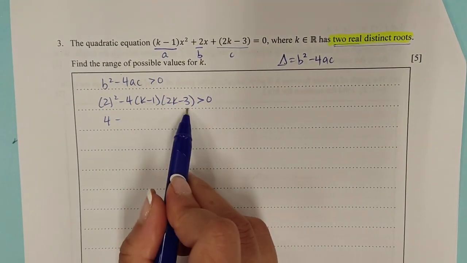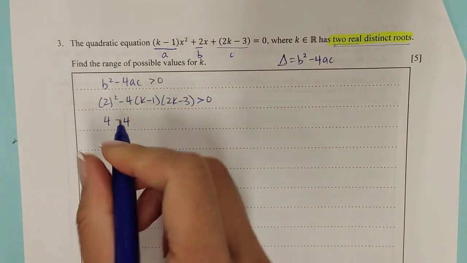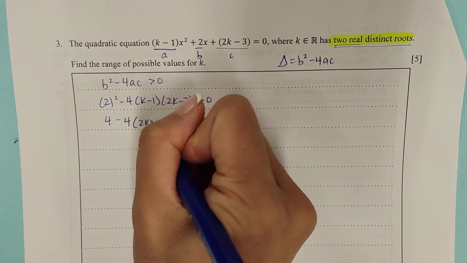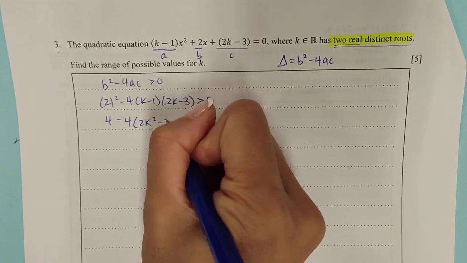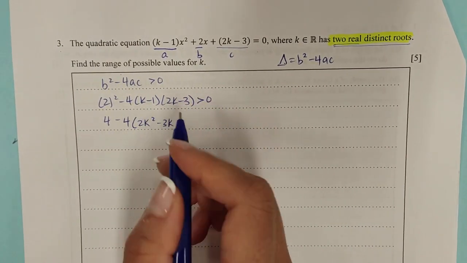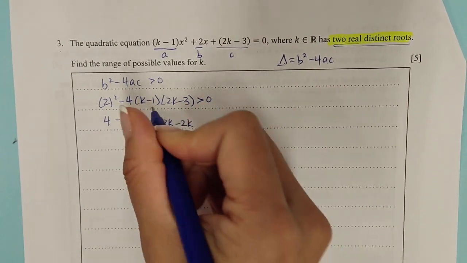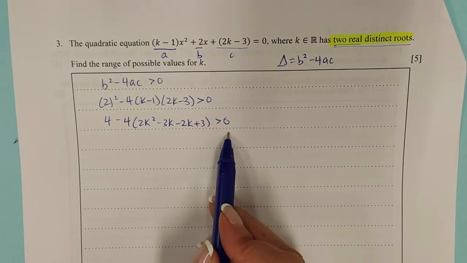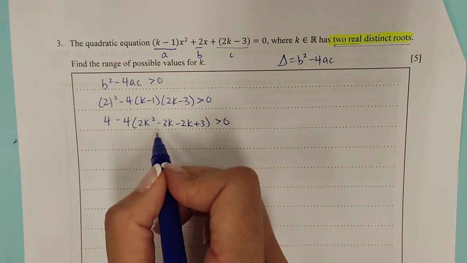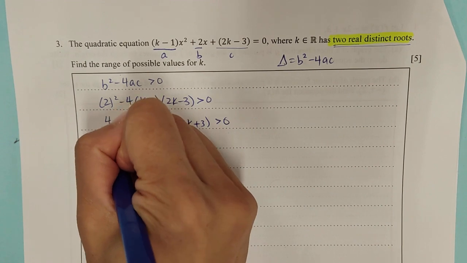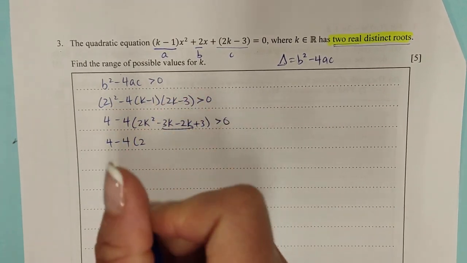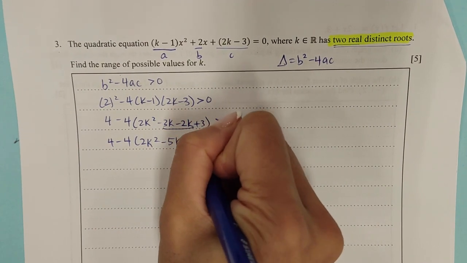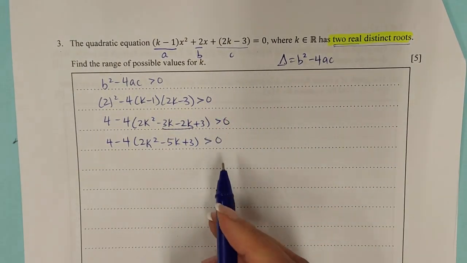I'm going to multiply these two binomial expressions together. I'll leave the 4 outside for now. K times 2k is 2k squared. K times minus 3 is minus 3k. Minus 1 times 2k is minus 2k. And minus 1 times minus 3 is plus 3. And that's all greater than 0. Now let's simplify and combine these like terms together. So in the brackets, I'm going to have 2k squared minus 5k plus 3. And that's all greater than 0.